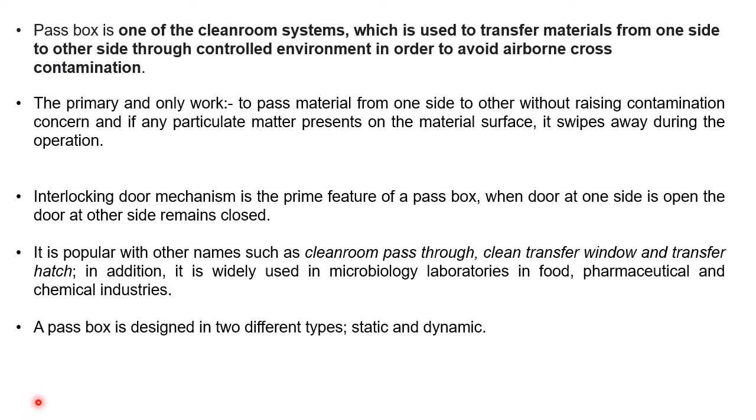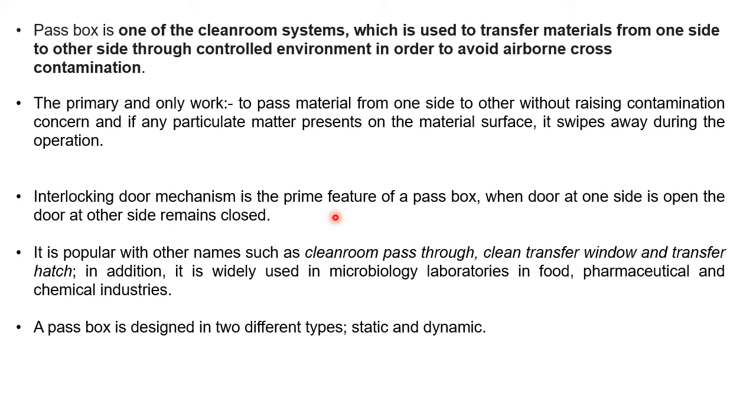There is an interlocking door mechanism in the pass box. There are two doors, one which opens towards one room and the other which opens towards the other room. So it helps easy passage of your material. Now, the interlocking door mechanism is the prime feature of the pass box. When the door at one side is open, the door at the other side remains closed. You cannot open both doors at the same time, because the main purpose is to avoid cross contamination.